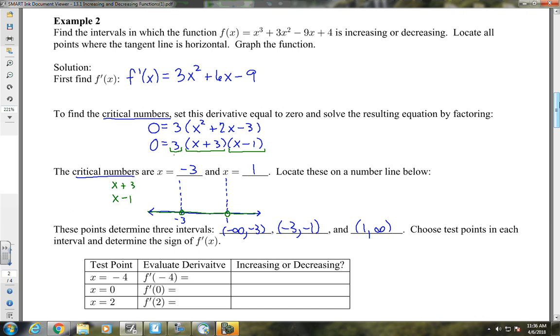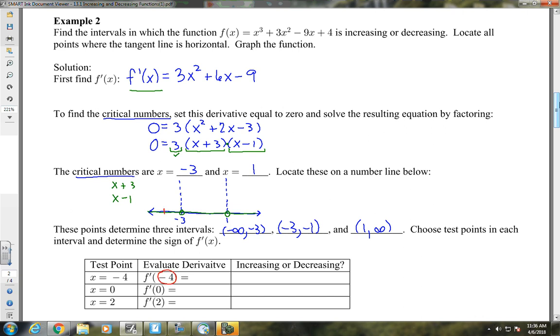I'm going to ignore that 3 from the derivative because, again, it's always positive and it's just a constant. So I want to figure out the sign of x plus 3 and x minus 1 because I know my derivative is composed as the product of those two factors. So if I know the sign of each individual factor, I can figure out the sign of my derivative. So the first test point that I'm going to consider is over here in the left interval.